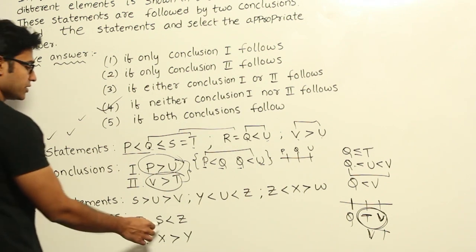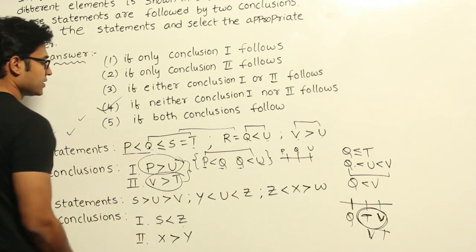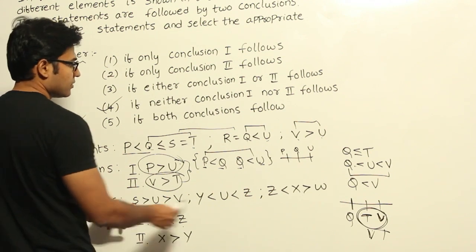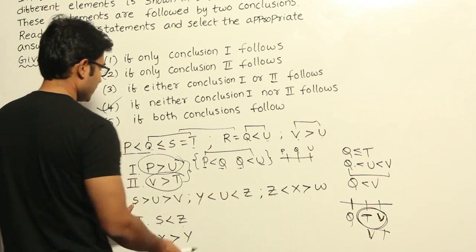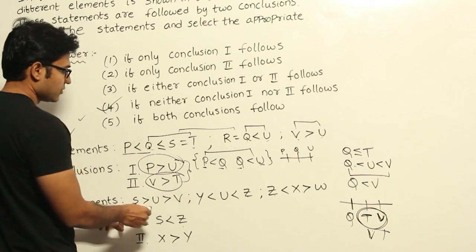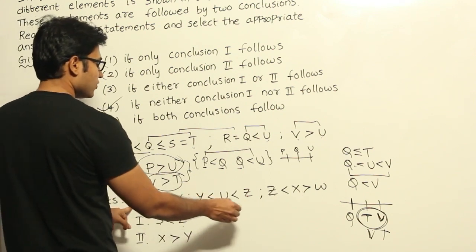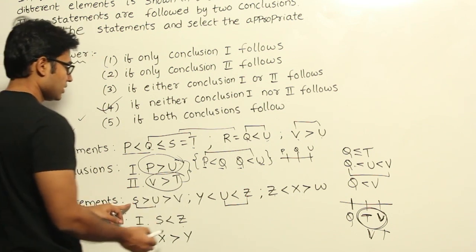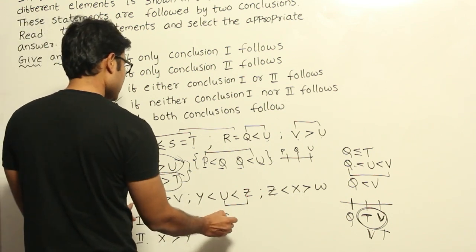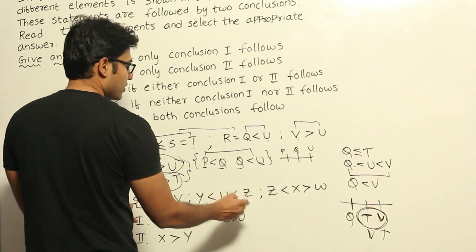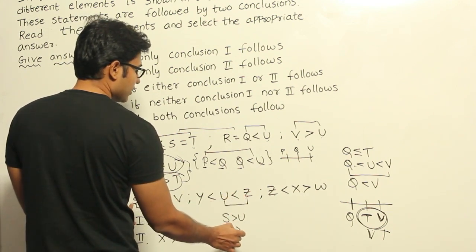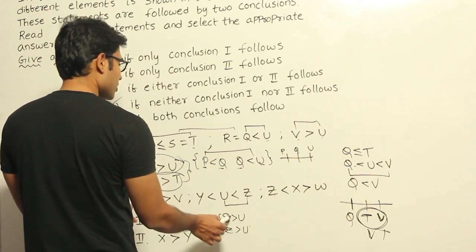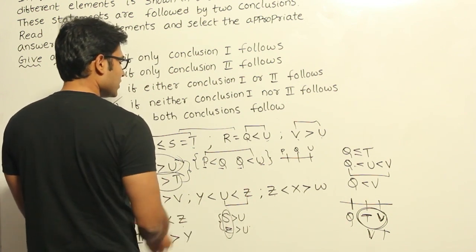Now the first conclusion is about the relationship between S and Z. If you see the relationship between S and Z, S is given here, Z is given here as well as here. But then here there is a relationship between S and U, and here there is a relationship between U and Z. Let's try to use these two. From this you will get that S is greater than U, and from here you can see that Z is greater than U. So both S and Z are greater than U, therefore you will not be able to say what is the relationship between S and Z.